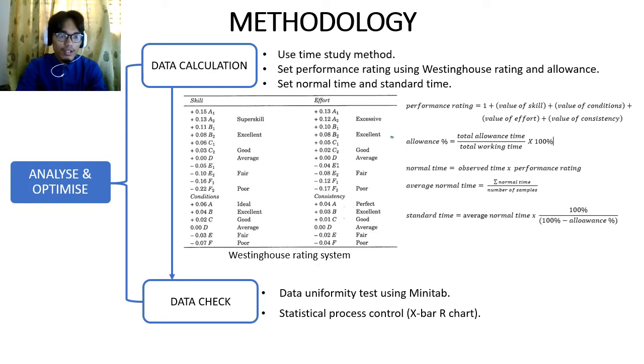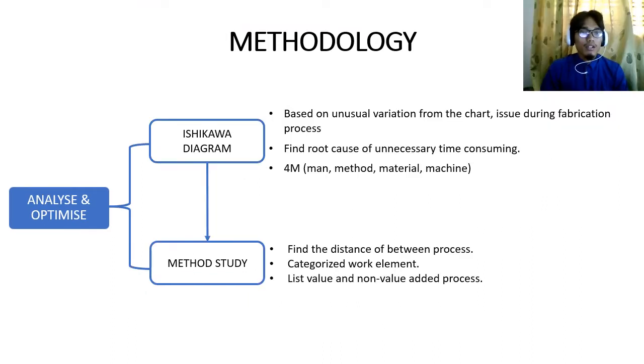Second step is data check. Statistical process control (SPC) is applied to test the uniformity of the measured time by using an X-bar R chart. The SPC is done using Minitab software. Third, an Ishikawa diagram is used to find the root causes of unnecessary time consumption based on the unusual variation from SPC and problems that occurred during the fabrication process. These causes are categorized into 4M, man, method, machine, and materials in a fishbone diagram.